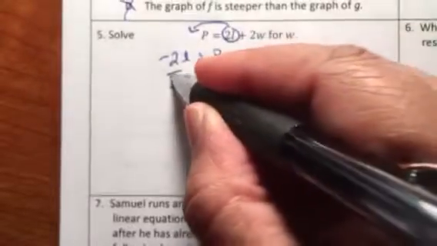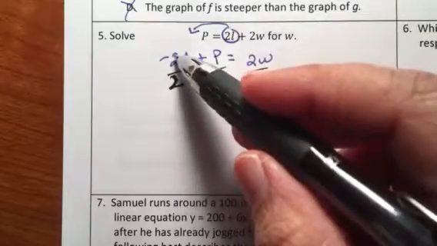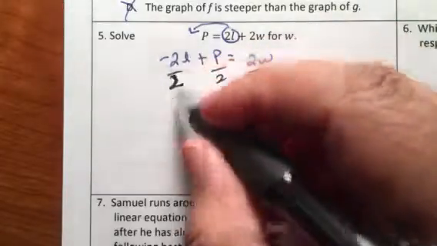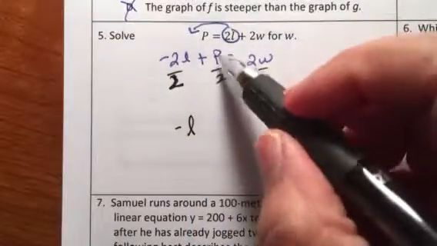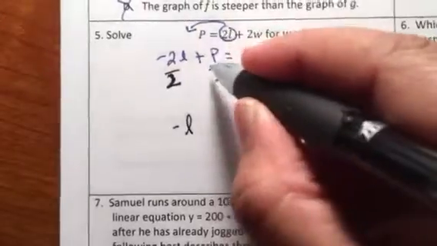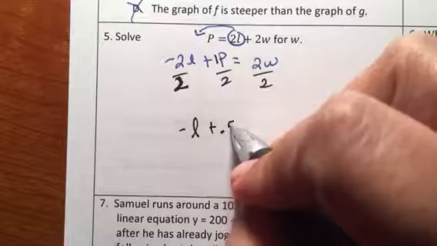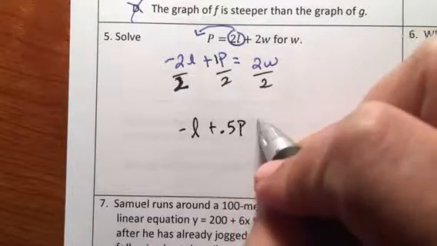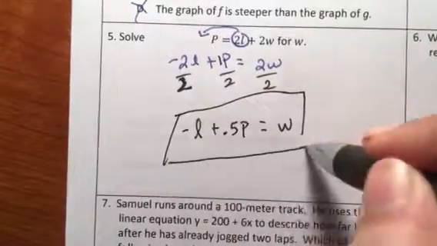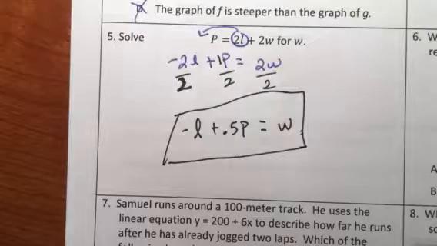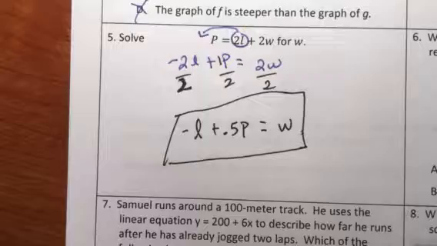So what you need to do from here is simplify a step further. Negative 2 divided by 2 is just negative 1, or negative L. I'm going to leave this as a decimal. So I have a 1 here. So 1 divided by 2 is positive 0.5. Then I'm going to put the P equals W. So there's your answer. It's a little different because we're used to solving and having a number for it. But here we're solving for a variable, and this is what you call literal equations.